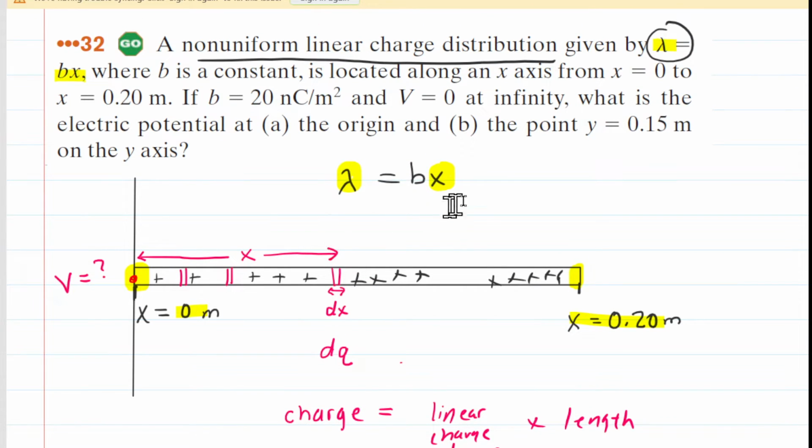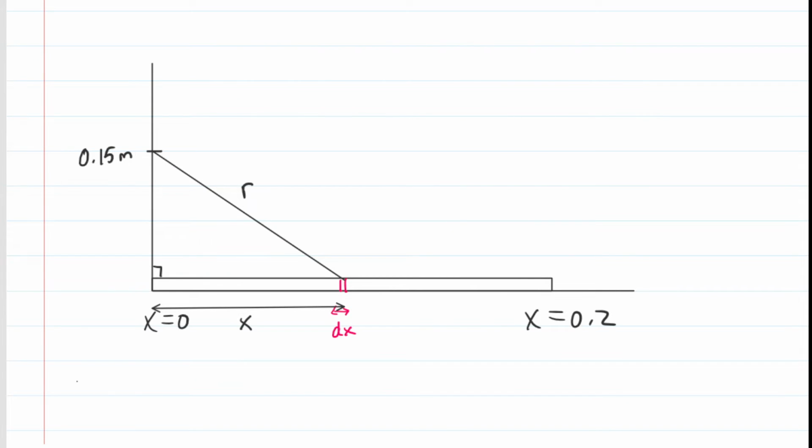But in part B, we want to figure out what's the electric potential at a different point. And that point is 0.15 meters on the y-axis. So let's draw a new picture to represent that. So here is our setup. We have marked another little differential element on the rod right there in pink, and we can label the distance from that differential element to the location of interest as r. So that's the distance between our differential element and the 0.15 meters on the y-axis.